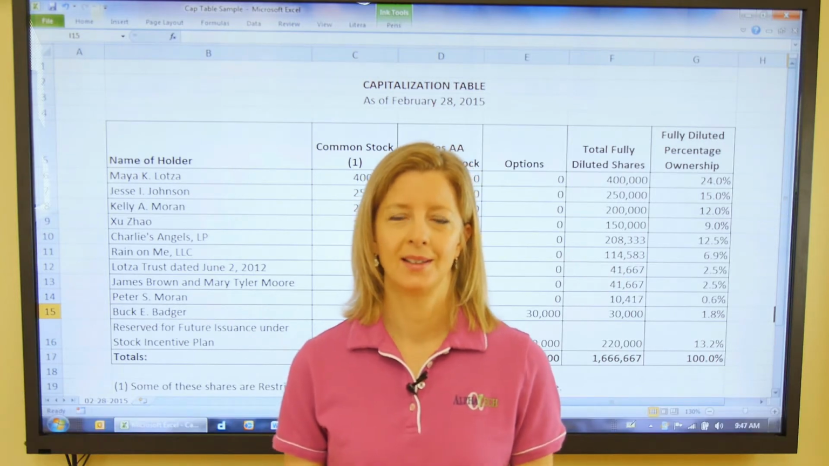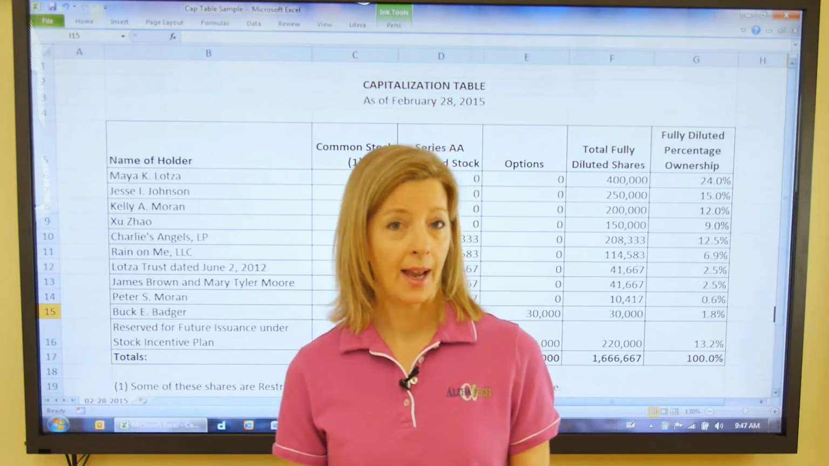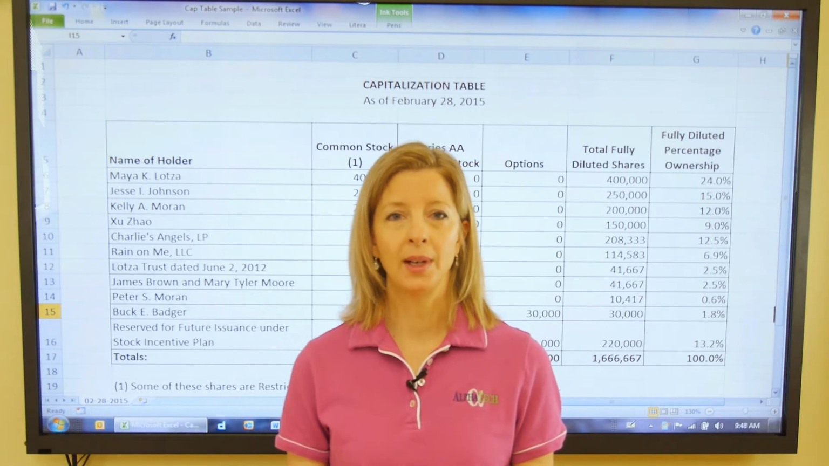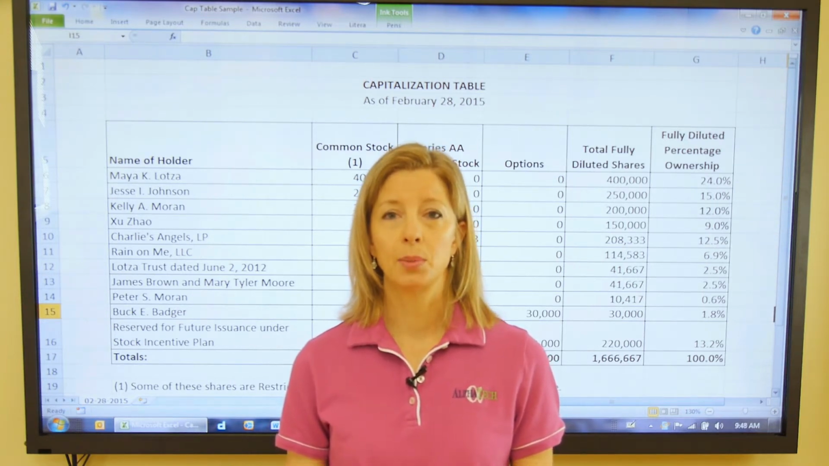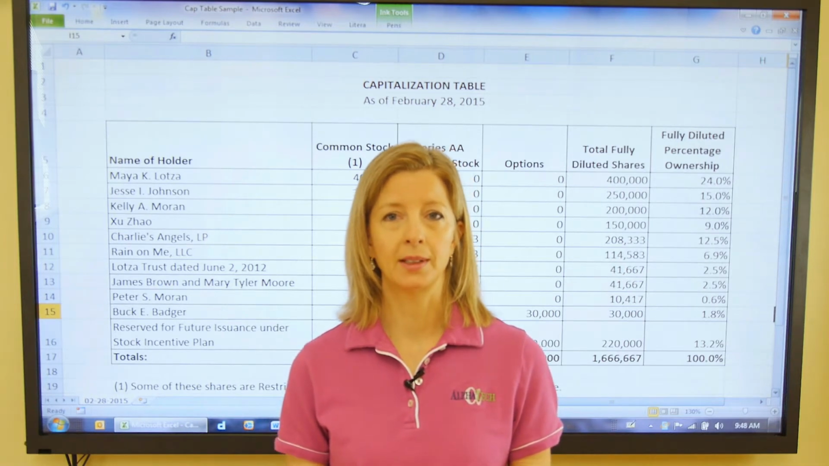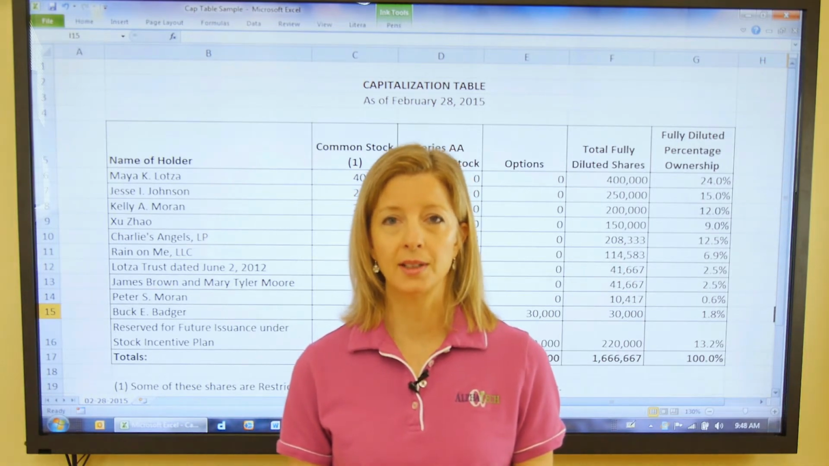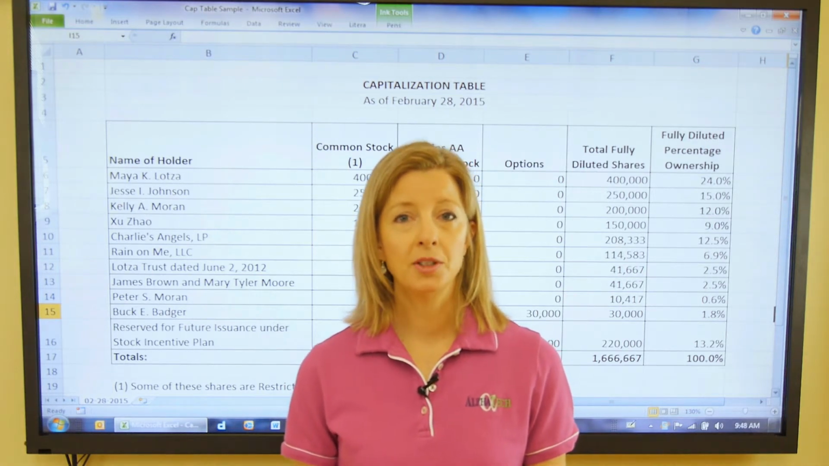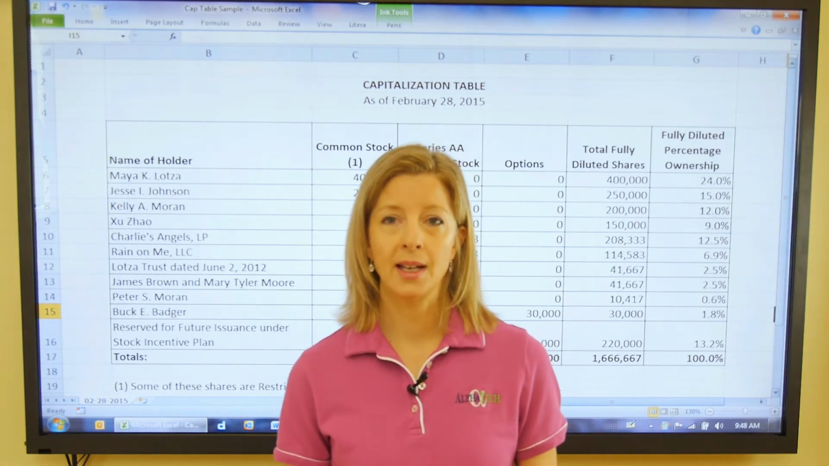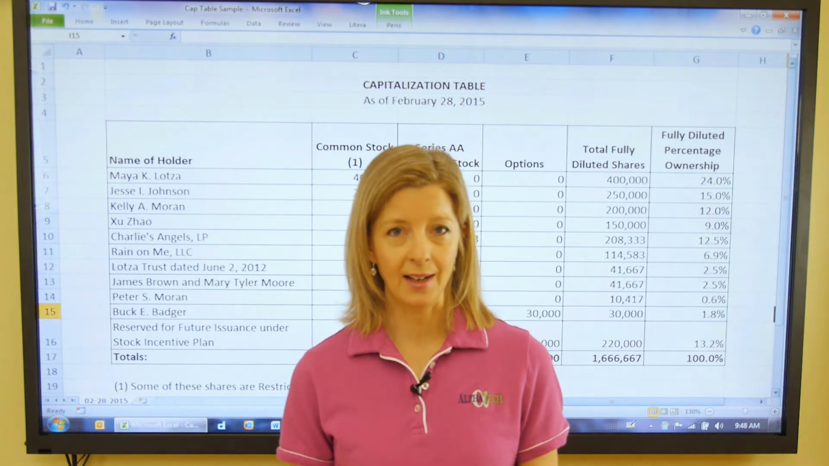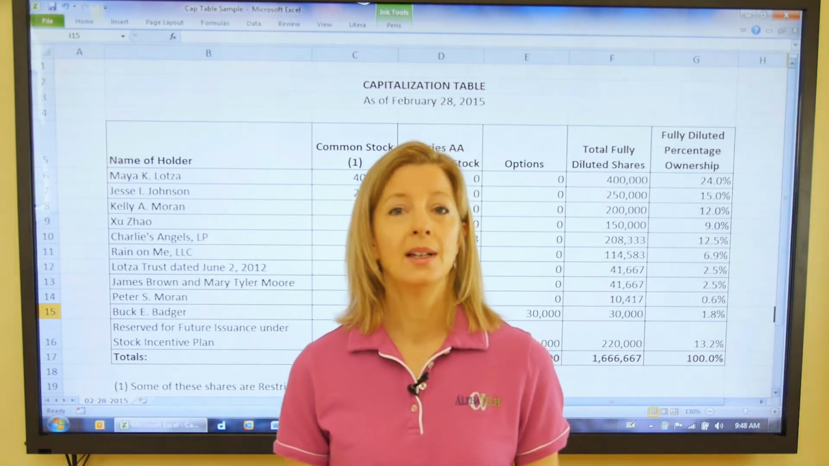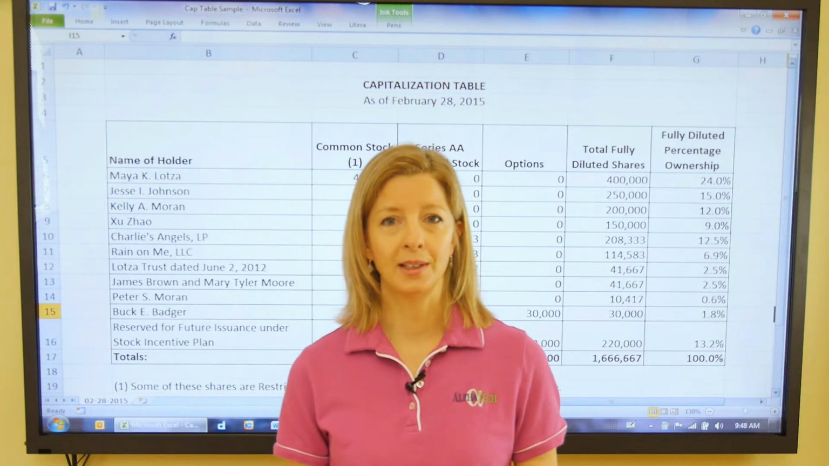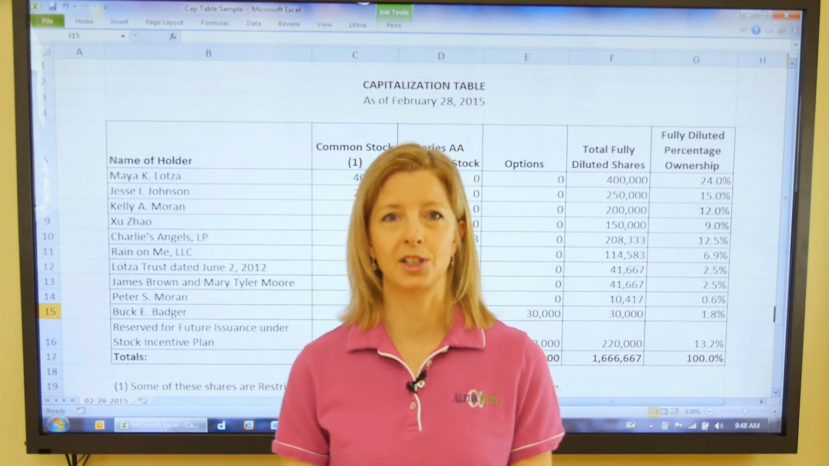First, what is it? A capitalization table, or cap table, is a snapshot at a point in time of the outstanding equity of a company. When someone wants to project what a future cap table would look like following one or more transactions, they will be preparing a pro forma cap table. It's important to understand that a cap table is a snapshot of ownership as of a certain date, and a pro forma cap table is a projected cap table assuming the completion of contemplated transactions.